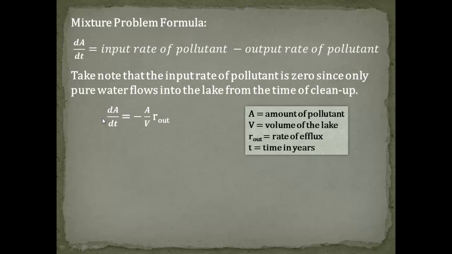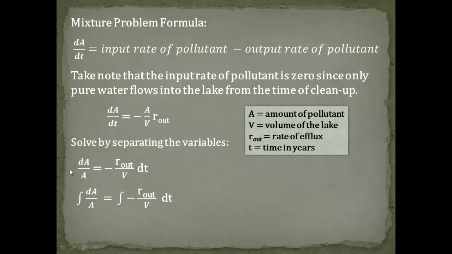dA over dt is equal to negative A over V times the rate of efflux R out, where A is the amount of pollutant, V is the volume of the lake, R out is the rate of efflux, and t is the time in years. We solve this equation by separating the variables: we put the A variable on the left side of the equation and the t variable on the right side, and that's why we have dA over A is equal to negative R out over V dt.